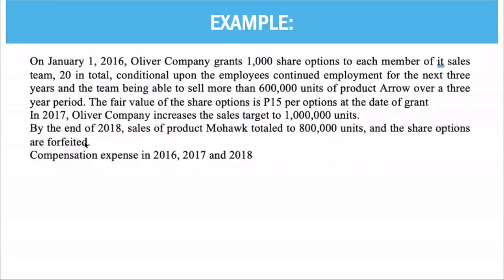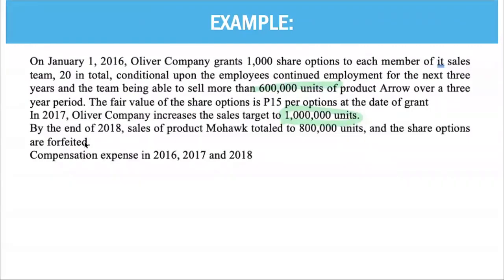Another example. Oliver Company grants 1,000 share options to each member of its sales team, 20 in total, conditional upon the employee's continued employment for the next 3-year period, and on sales of units of product over the 3-year period by the end of 2018. In 2017, Oliver increases the sales target to 1 million. So initially, it is only 600,000 units, and that is the vesting condition.